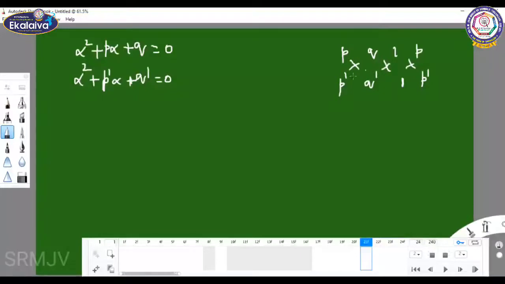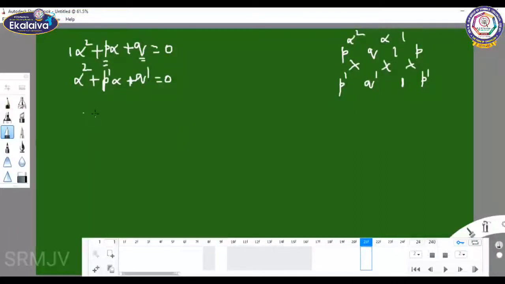P Q 1, you can take the center value, that is the coefficient of alpha. P Q, coefficient of alpha square is 1. Then again, you can write it in the last term as P. The first, you can end with the coefficient of alpha. Then P dash, Q dash, and 1 into P dash. So this is alpha square, this is alpha, and this is 1.